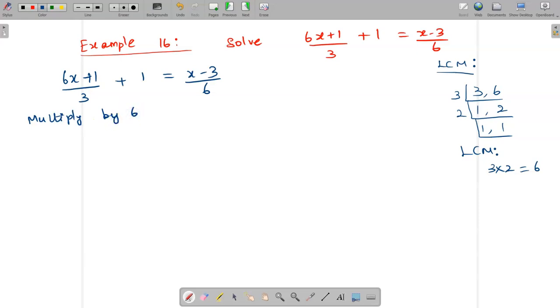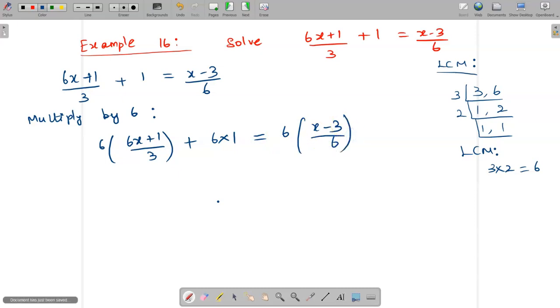Multiply by 6 with the given equation. So 6 into (6x + 1)/3 plus 6 into 1 is equal to 6 into (x - 3)/6. Now let us simplify the terms. 3 ones are 3, 3 twos are 6, and here 6 gets cancelled. So I can multiply 2 inside: 2 times 6 is 12, and x, so 12x plus 2 ones are 2, plus 6 ones are 6, and then I have x minus 3, because 6 gets cancelled.